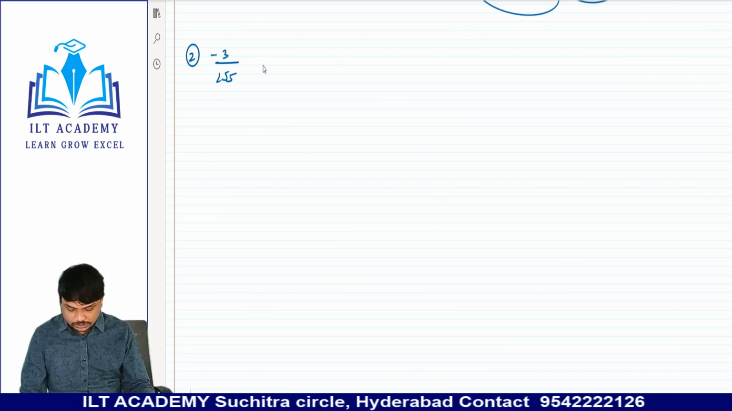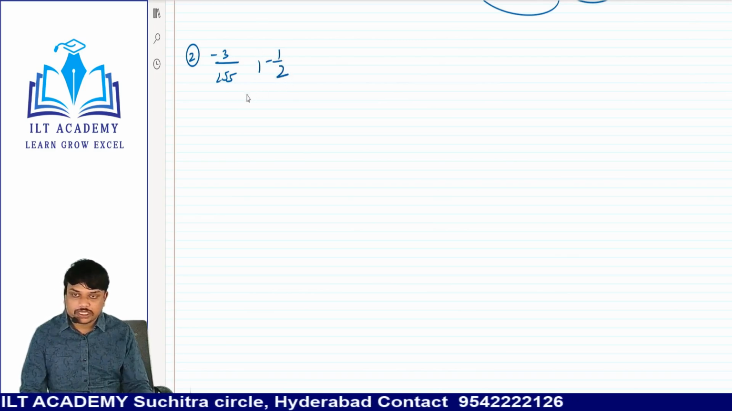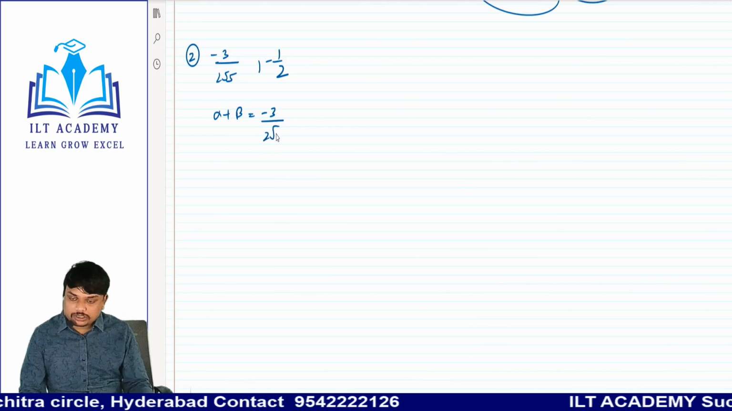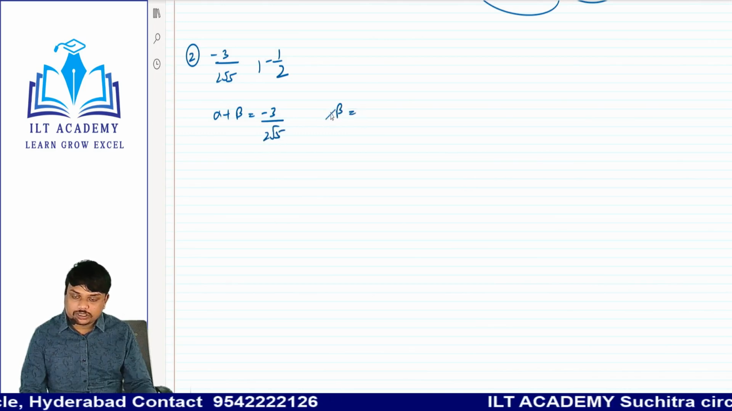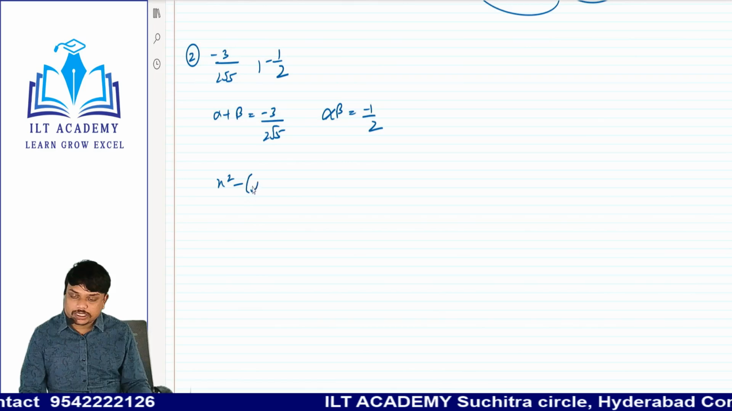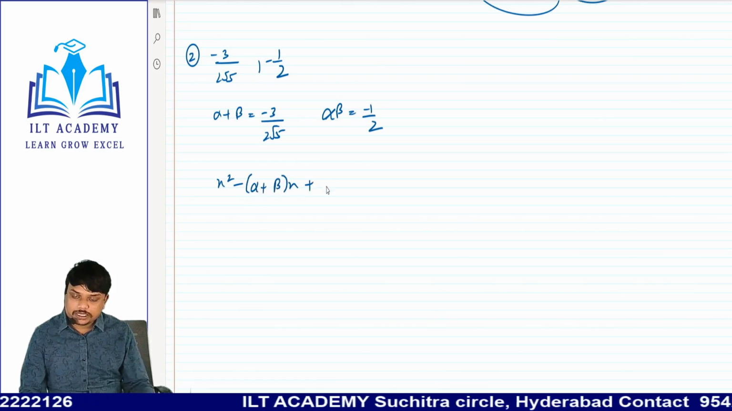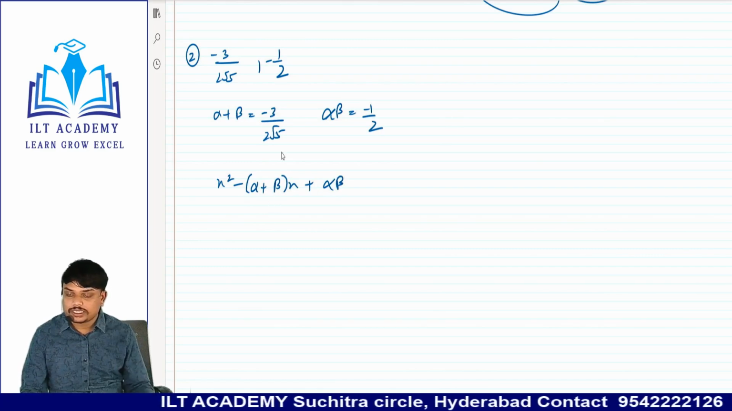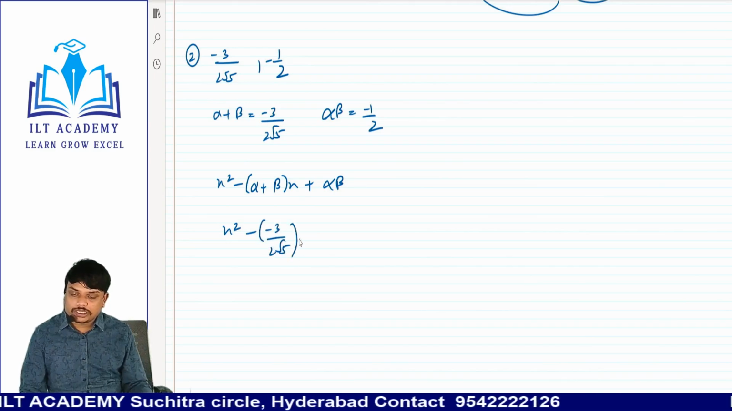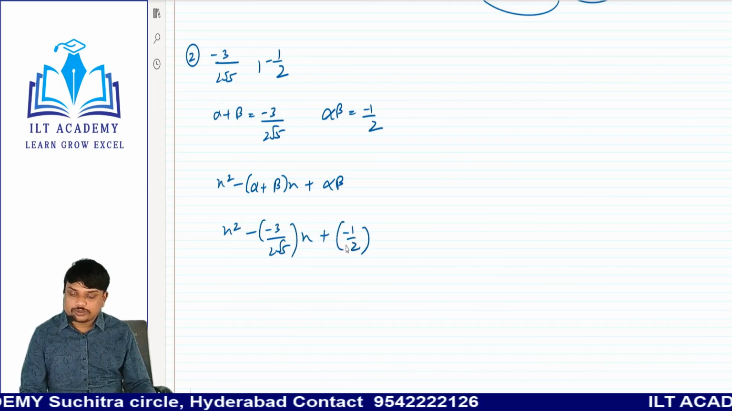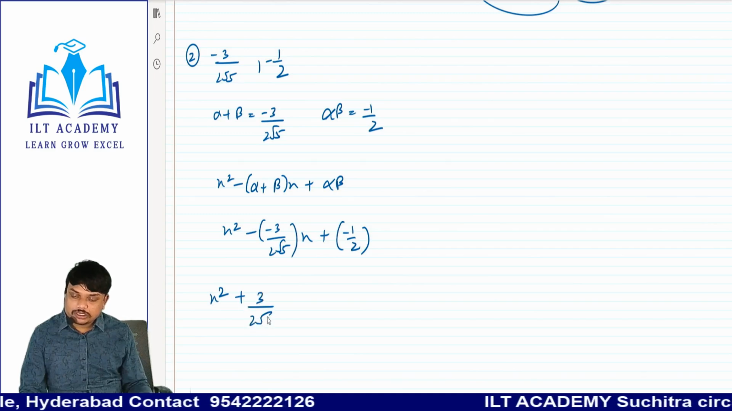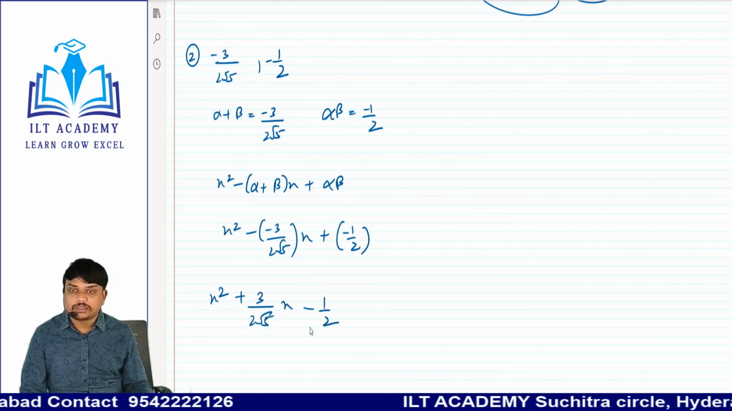Minus 3 by 2 root 5 comma minus 1 by 2. Alpha plus beta is equal to 3 by 2 root 5. Alpha beta is equal to minus 1 by 2. Now what is the equation? It is x square minus (alpha plus beta) x plus alpha beta. Here I will substitute the alpha plus beta value: minus of minus 3 by 2 root 5 x plus minus 1 by 2. What will this become? x square minus of minus becomes plus 3 by 2 root 5 x minus 1 by 2.